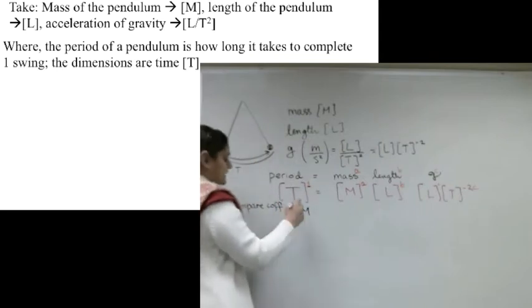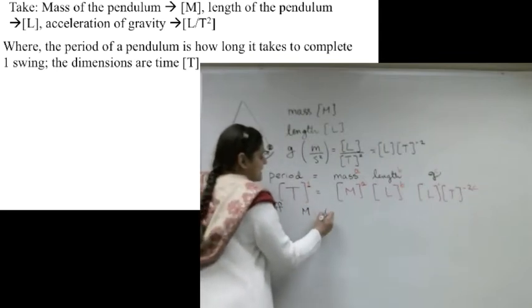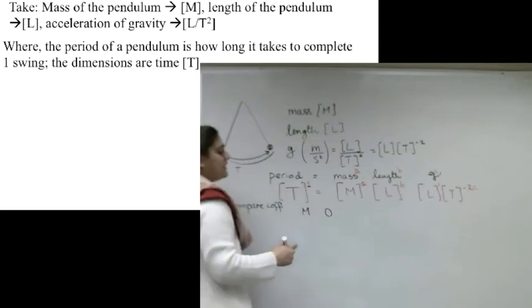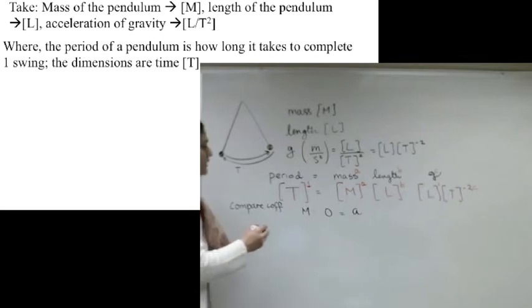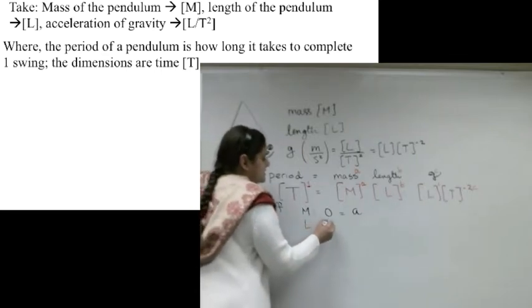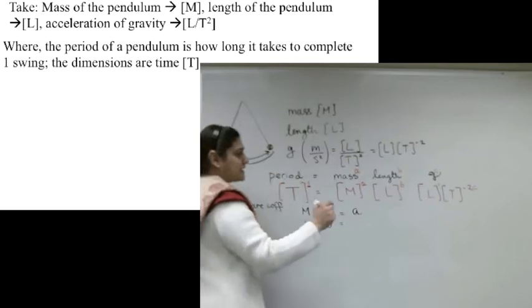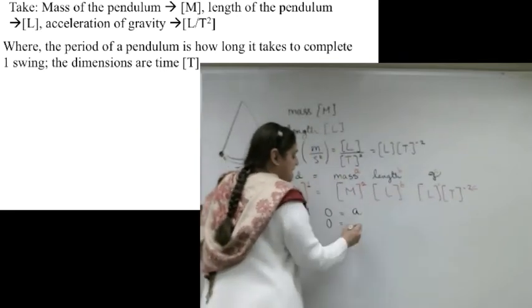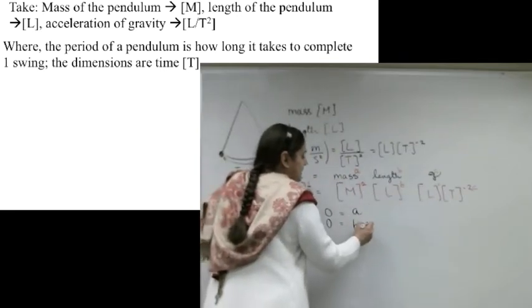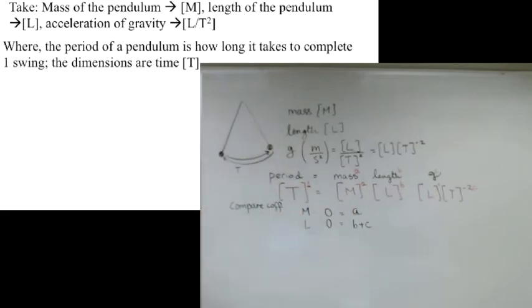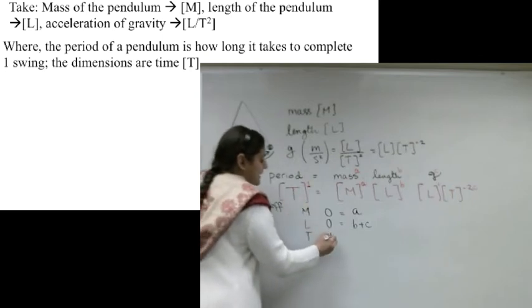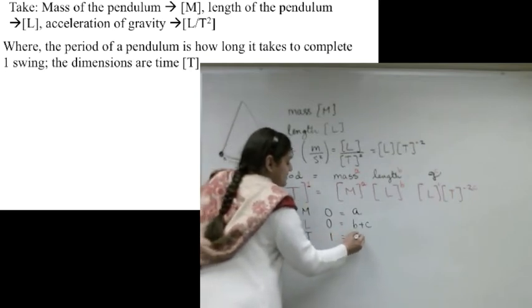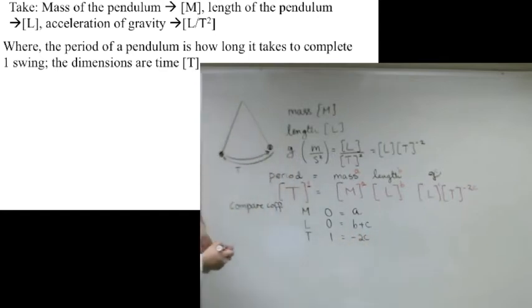Okay, on this side, if I was to look at it, is there any term that depends on m? Nope, so put 0 equals a. Okay, compare the coefficient for L. 0 equals, here's the trick. Now combine these two together. It is going to be B plus C. Okay? Now compare the coefficients of T. On the left-hand side, I have 1 equals minus 2C. Okay? Do you see it?